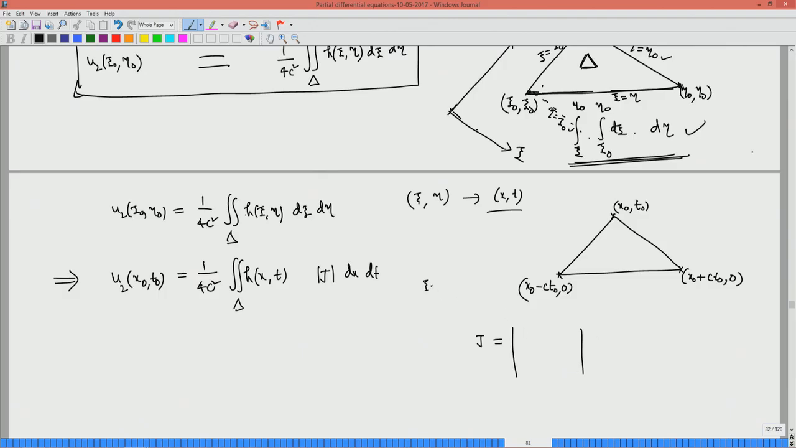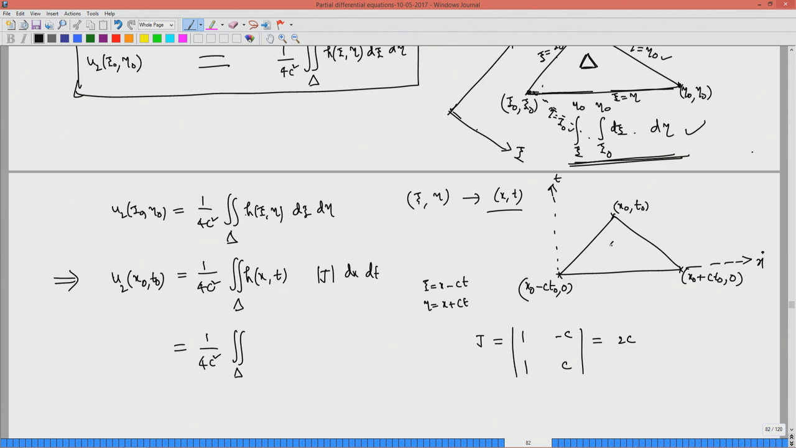Xi is actually x minus ct, eta is x plus ct. So, xi x is 1, xi t is minus c, eta x is 1, eta t is c. So, you get 2c, and what you are left with is 1 by 4c square. If you replace, this is over the delta in the xt plane; this is what you have.